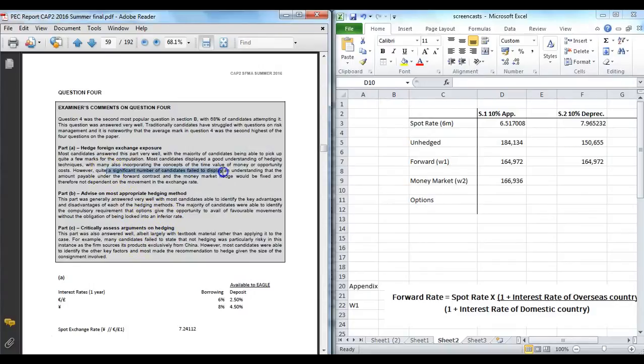Quite a significant number of candidates fail to display understanding that the amount payable under the forward, which we talked about, and the money market will be fixed, and therefore not dependent on exchange rate movements. Therefore, in both scenarios, the money market is going to be the same. You have locked in any downside risk, so you're never going to have any downside risk, but you're never going to have any upside risk either, because you've essentially created a synthetic, or fake, forward by using the money markets. So you're creating a forward, but you're not going directly to a bank.